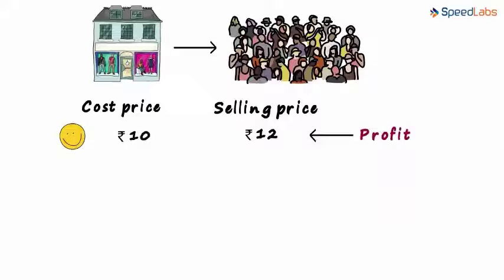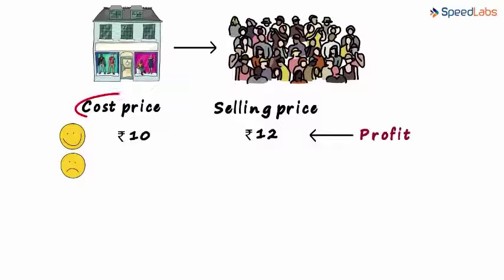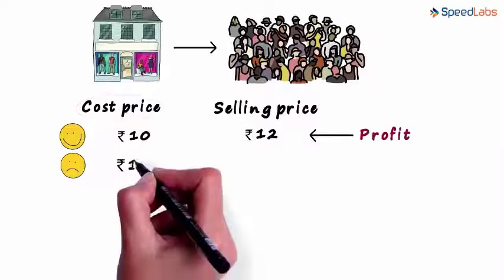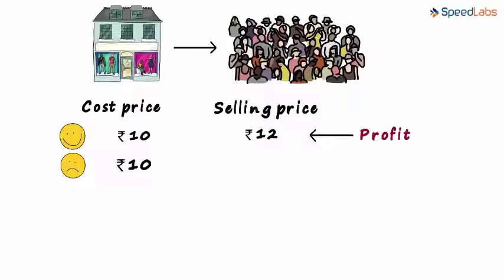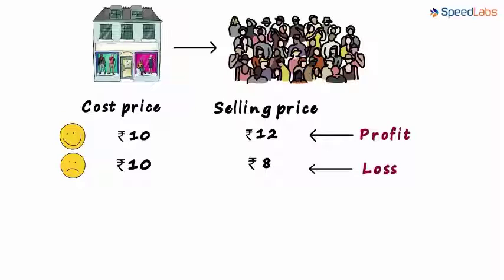Now assume that the shop has ordered many products from the factory, but the demand for the products has suddenly dropped. The cost price still remains 10 rupees. But because of the low demand, the shop decides to sell it to the people at 8 rupees. In this case, the shop incurs a loss. Notice that in the first case, the selling price was higher, and in the second case, it was lower.